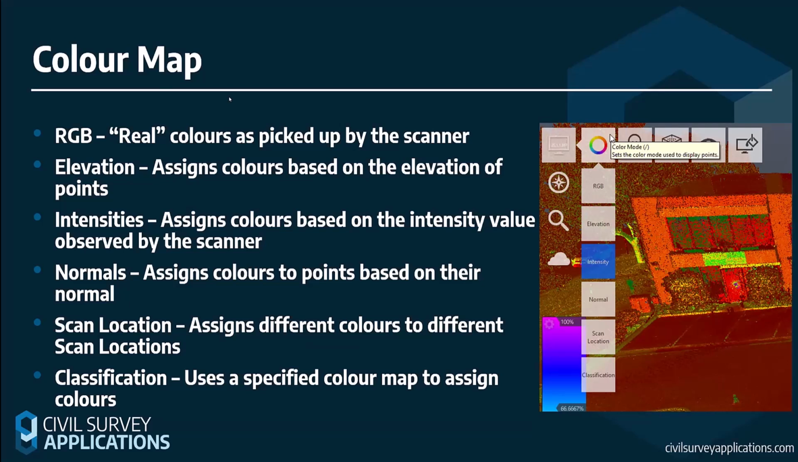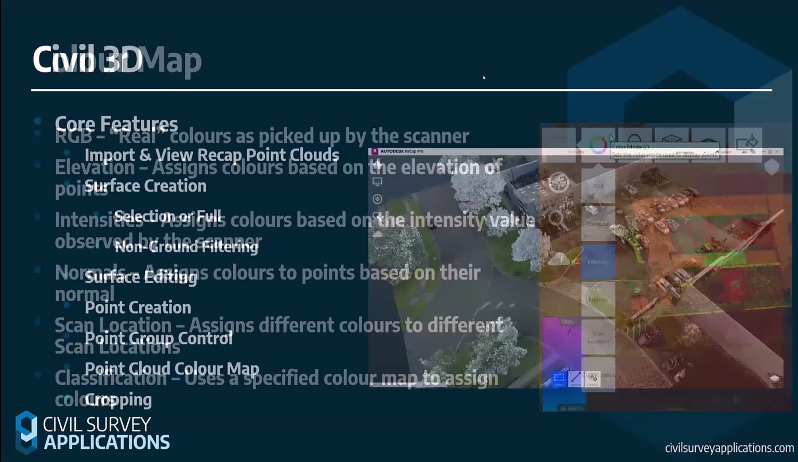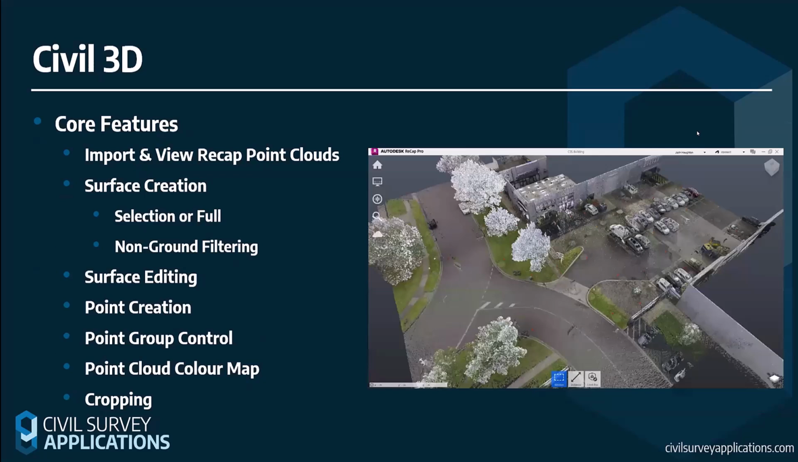But again, once you've gone ahead and done all this, you're then going to go ahead and edit your point cloud. Once that's done, you're going to export it out to Civil 3D. Civil 3D, again, allows you to import and view your Recap point clouds, allows you to create a surface. You can create this out of either a portion, a selection of your point cloud, or the entire thing. You can also filter out different points based on different elevation ranges using the non-ground filtering option, which we'll talk about more in a second.